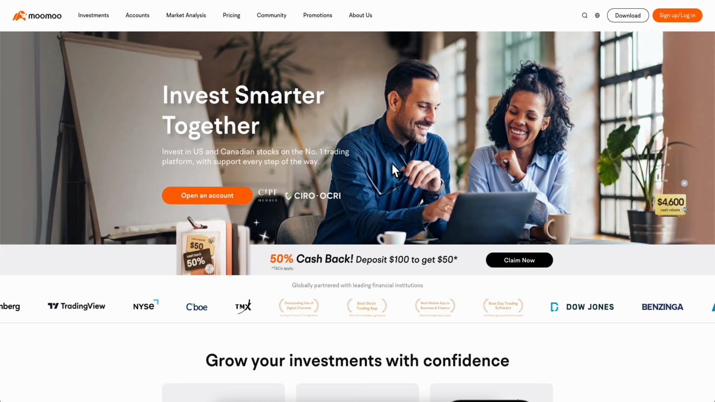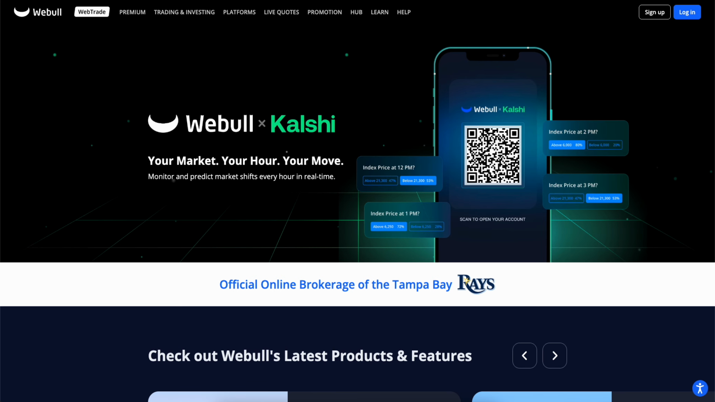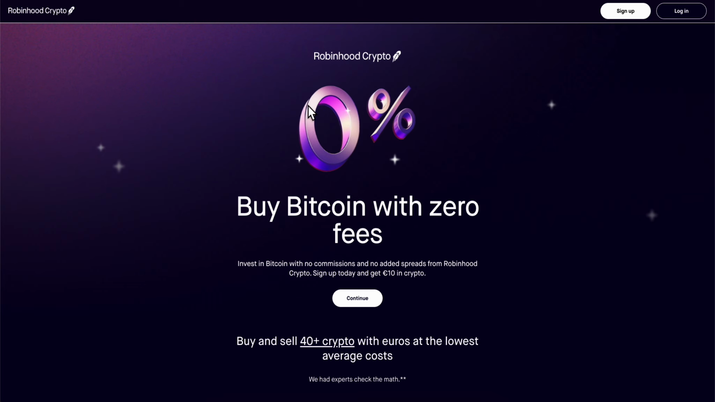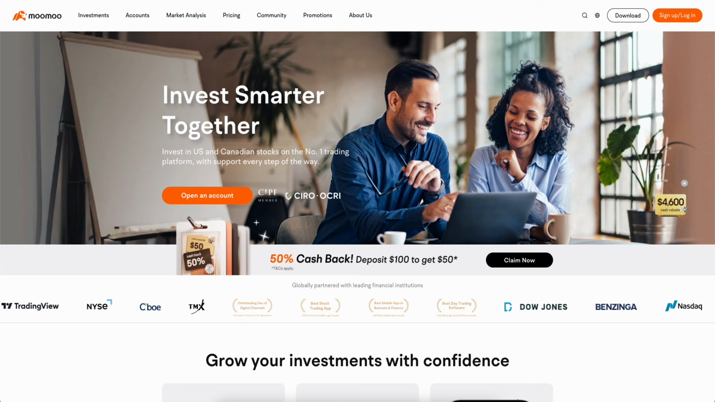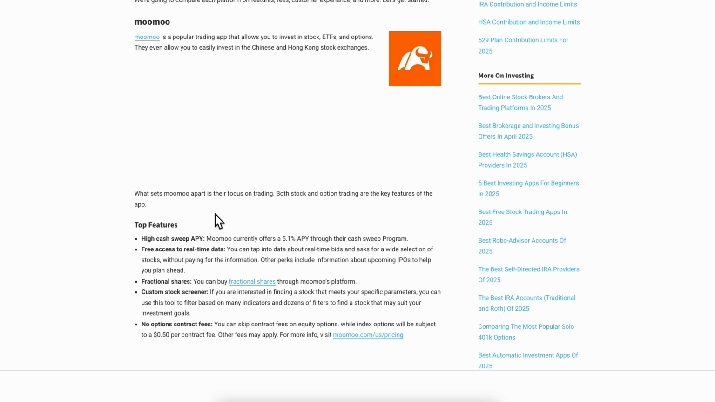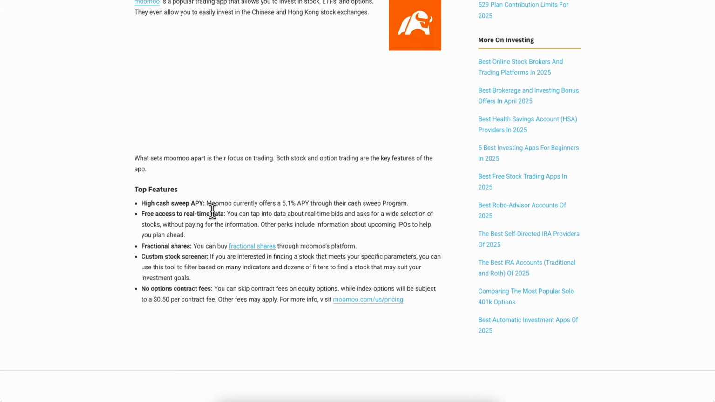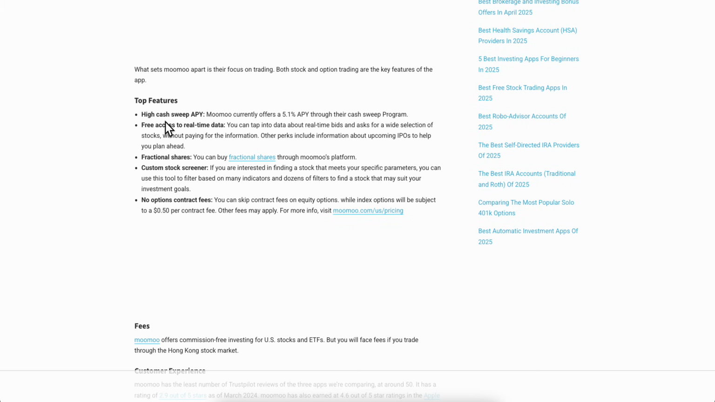In this video, we'll take a look at Moomoo, Webull, and Robinhood to see which one is better out of these three. So here we have a list with different key features from each one. So here we have Moomoo. Now, as you can see, they have high cash sweep APY.